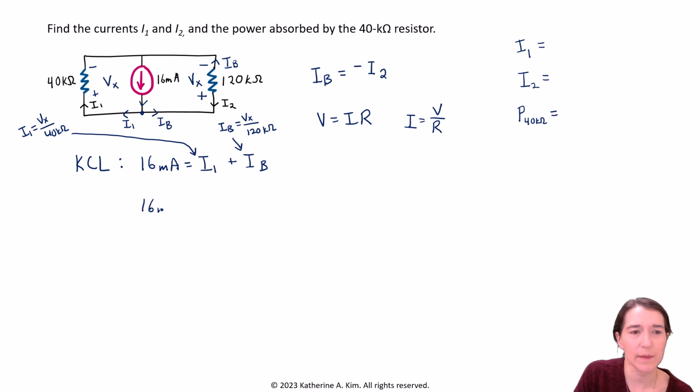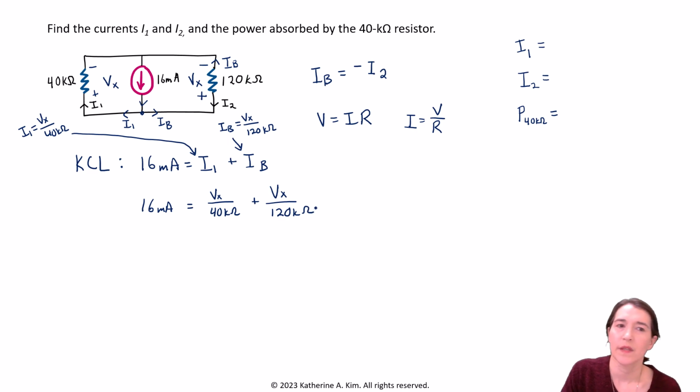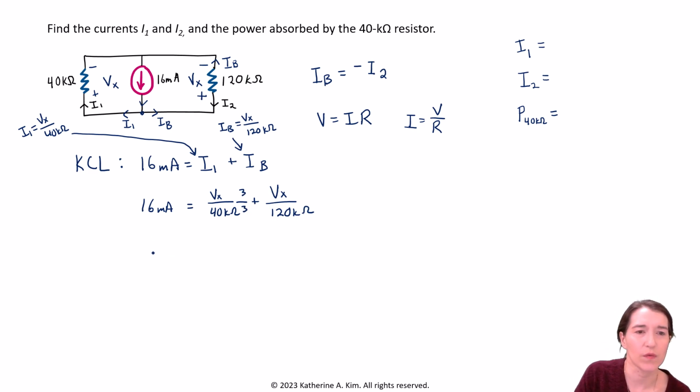So I'm going to get 16 milliamps equals Vx over 40 kilo ohms plus Vx over 120 kilo ohms. All right, we have one equation and one variable, Vx, that we need to solve for. So let's solve for that variable. We want to put this in terms of 120 kilo ohms on the bottom, so we can multiply this by 3 over 3. And then I'm going to go ahead and move that over.